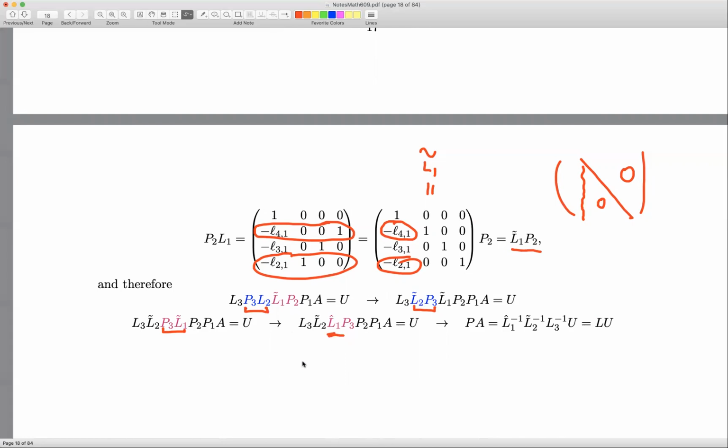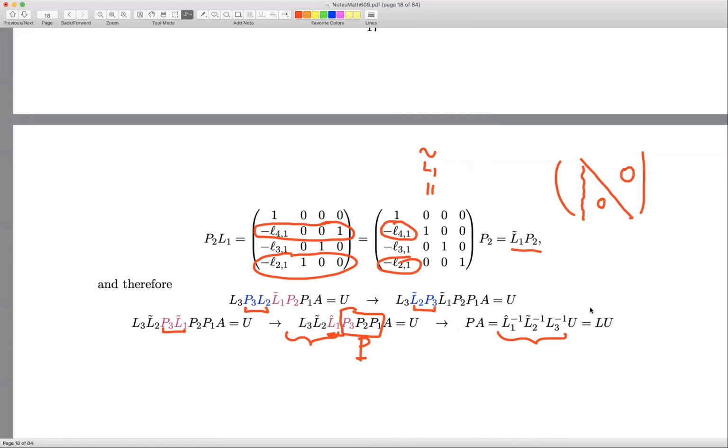And therefore, at the end, this matrix here, as a product of permutation matrices, is a permutation matrix P. So we have P times A is equal to, and then we will move all these matrices L, which we will discuss in a bit, to the other side by taking their inverses. So PA is equal to the product of the inverses of these matrices L, and as a result, this is a matrix L times the matrix U.